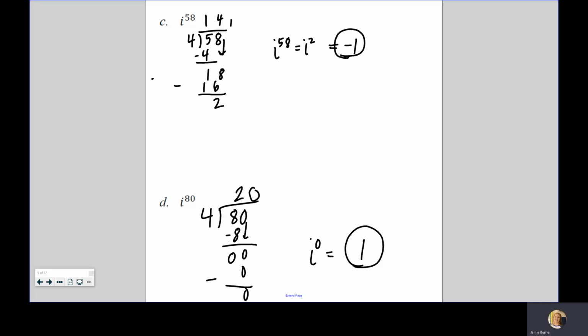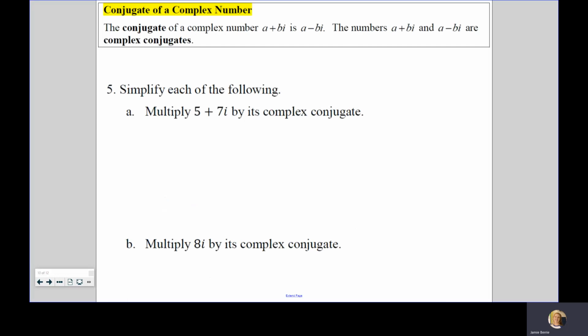All right, so let's look at division real quick. In order for us to learn about how to perform division with complex numbers, we have to know about a concept called the conjugate of a complex number. The conjugate of a complex number a plus bi is a minus bi. So very simple, you just change the sign in the middle. The numbers a plus bi and a minus bi are called complex conjugates.